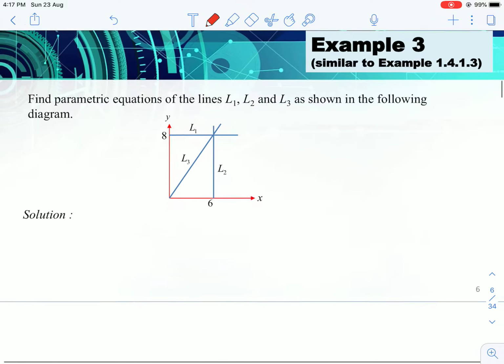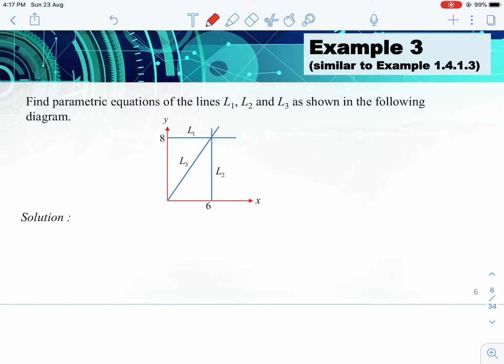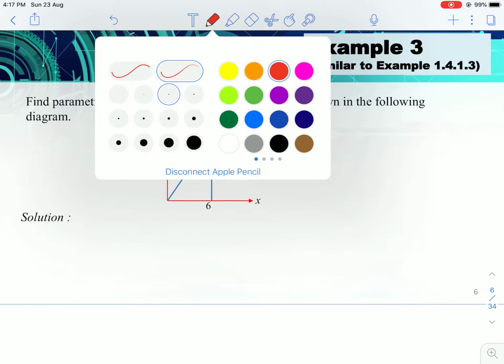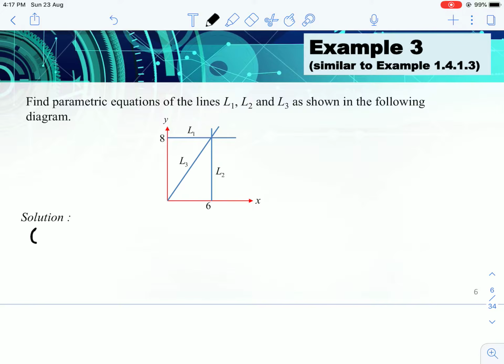Okay, next example. Example 3. This example is similar to 1.4.1.3. Find parametric equations of the lines L1, L2, and L3 as shown in the following diagram. So we have 3 lines here. Let us find the equation for L1 first.